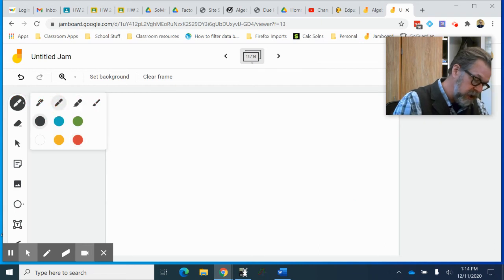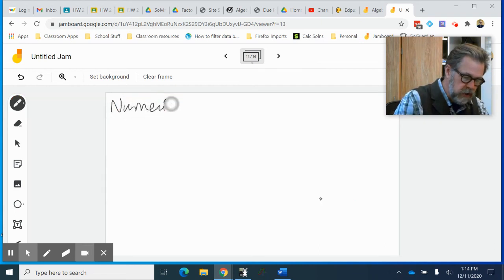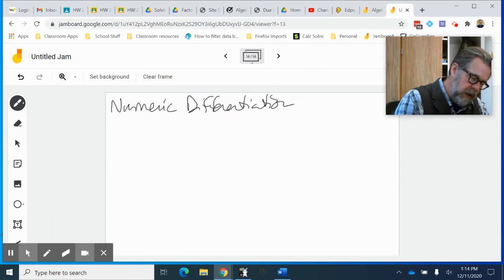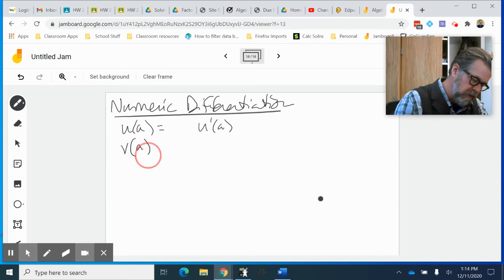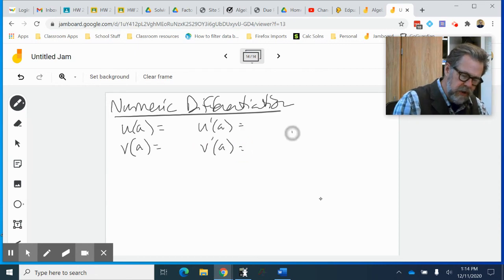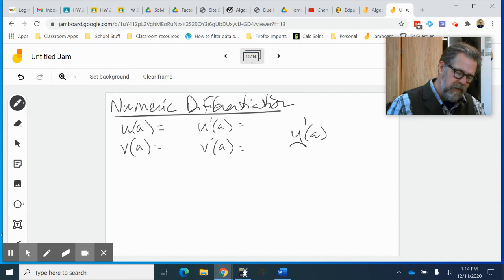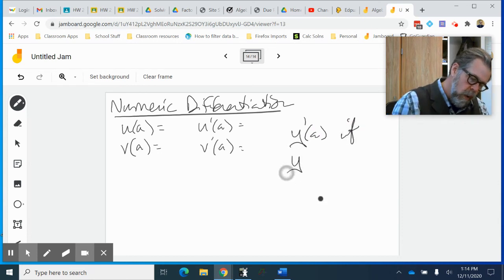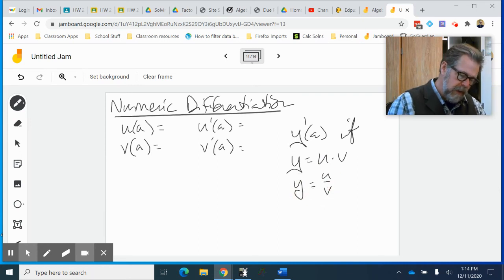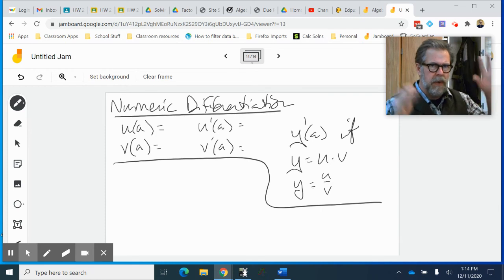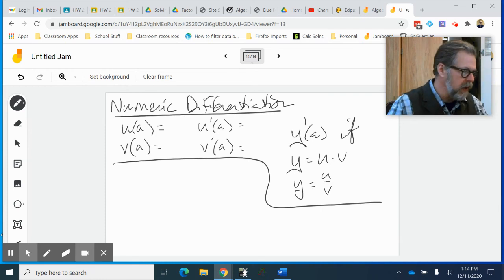Numeric differentiation is useful when you're just collecting data as opposed to having a function. You would be given a function at some time, and a derivative of that function at some time. You'd be given another function at that same time, and a derivative at that same time. And then you can just find y prime of a if y is equal to either a product or a quotient. You just plug in the numbers. Seems obvious, but sometimes people overlook that and say, I don't know what I'm supposed to do now. All I've got is data.